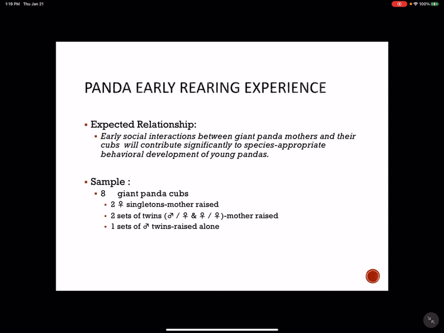They're mother-baby pairs. And then 1 set of male twins raised alone.